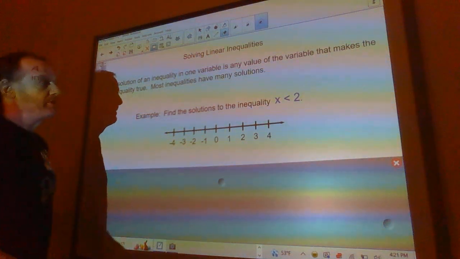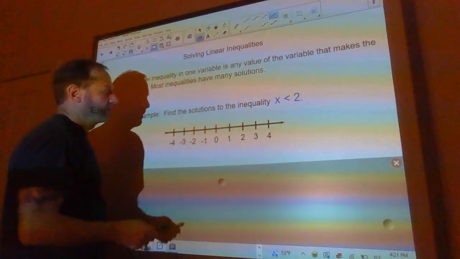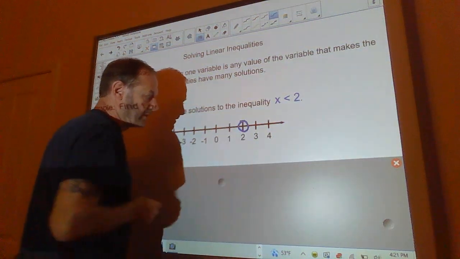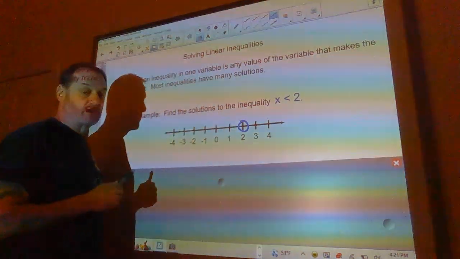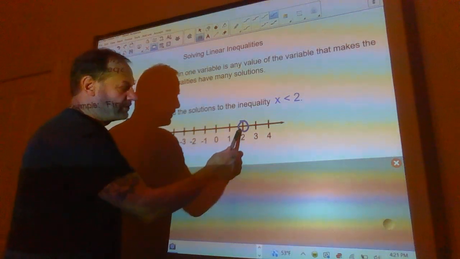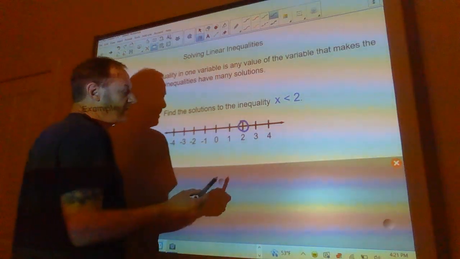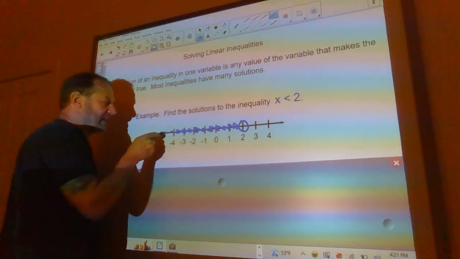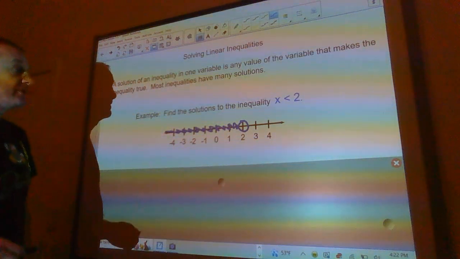Well, this is a very simple one. This one's already done. x is less than 2. So we're going to find 2 on our graph and put an open circle right here. It's open because 2 is not a solution. 2 is not less than 2, so 2 is not a solution. But anything right up to 2, 1.999999999 is a solution, but 2 isn't. So we're going to shade everything to the left because these are the numbers that are less than 2. And so you can see there's an infinite number of solutions to this.